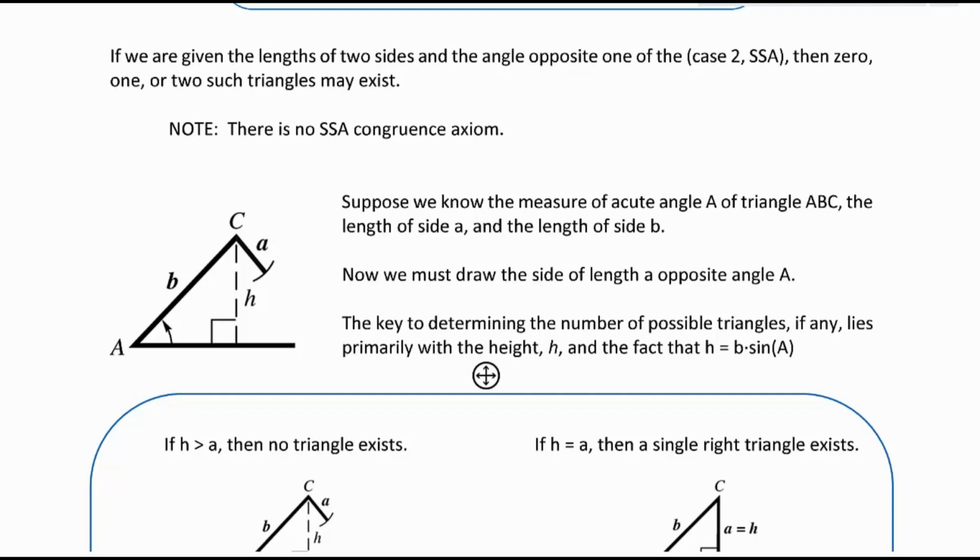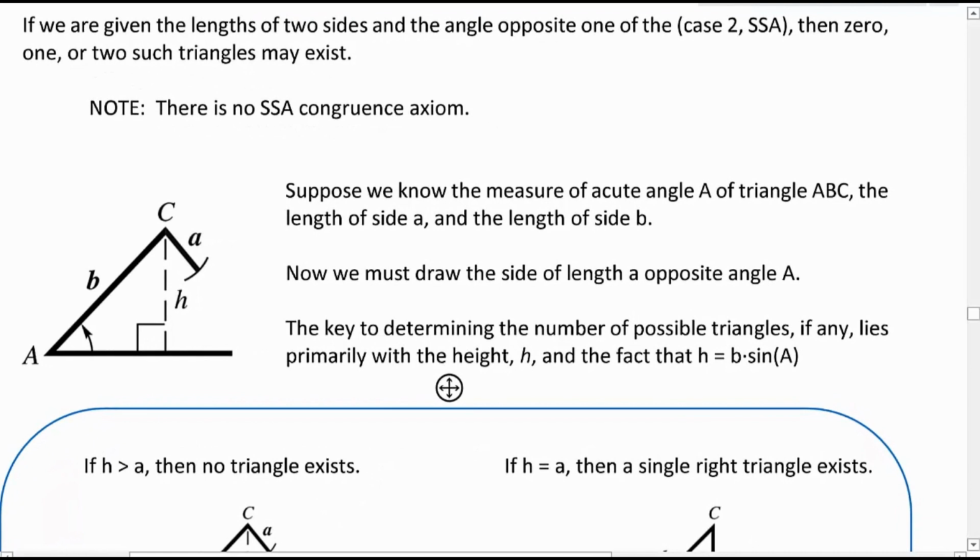So suppose we know the measure of an acute angle A of a triangle and the length of side a and side b. So that's our case 2 given. An angle and then sides, and the angle's not in between the two sides.